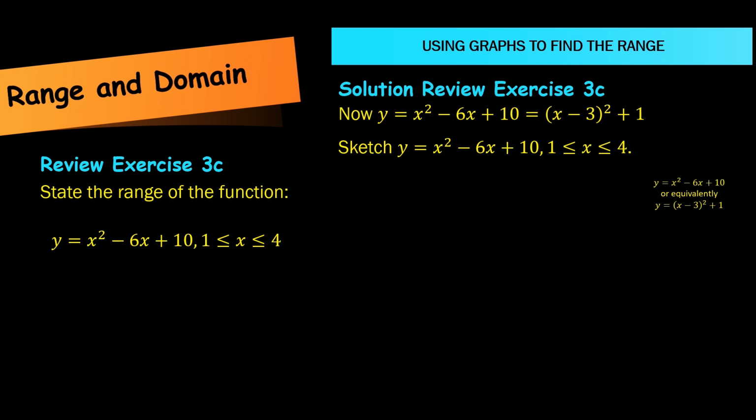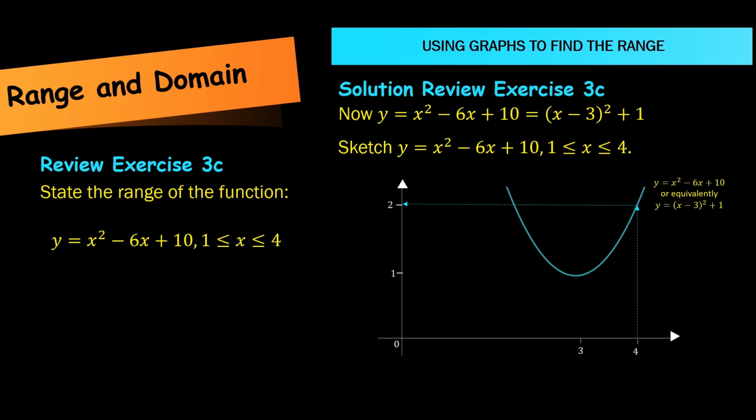This now makes it much easier for us to sketch the curve. The value x equals 4 is mapped to 2, and the value x equals 3 is mapped to 1 as shown. So the range is now y greater than or equal to 1 and less than or equal to 2.